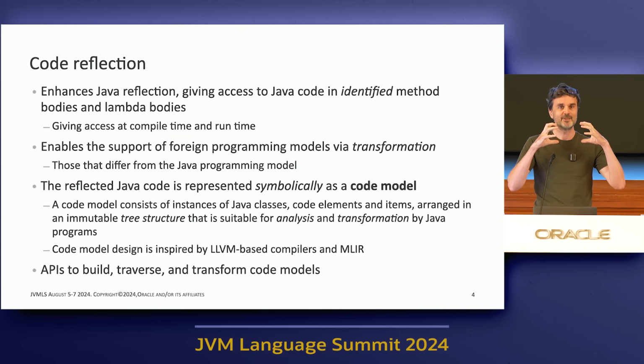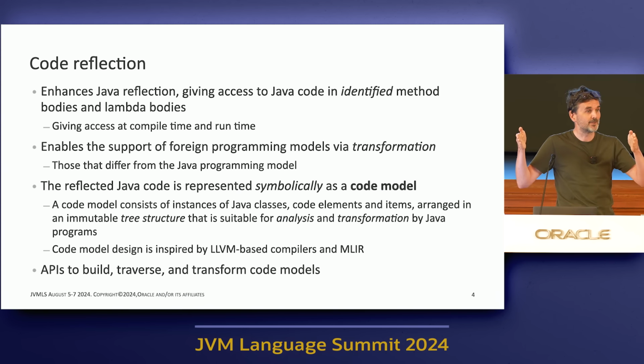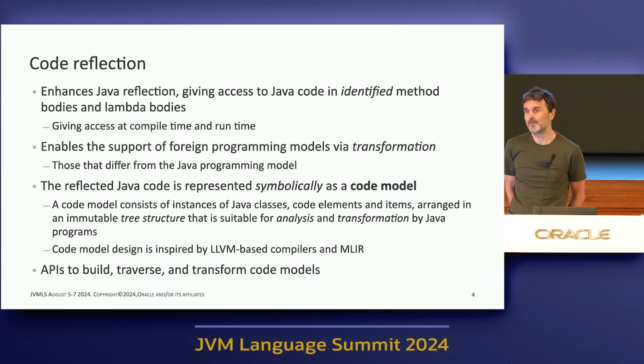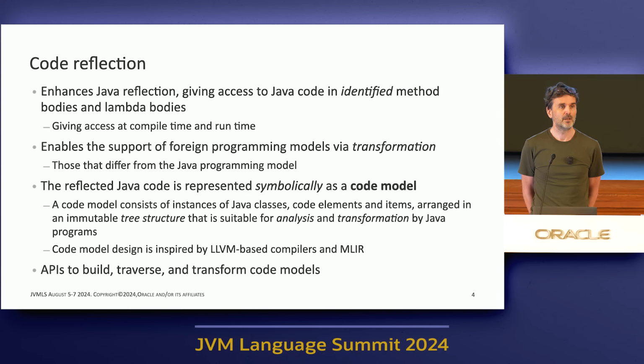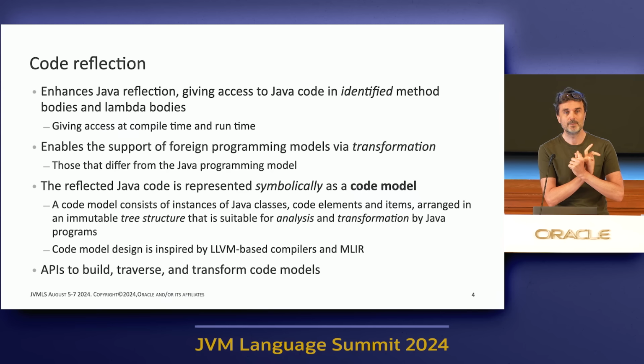And the challenge here is to get the design of this model just right to support a whole range of transformations and analysis. That's the real challenge. So we can't just focus on one vertical. We've got to focus on a broad set of use cases. And this code model design is heavily inspired by LLVM and more heavily inspired by the MLIR initiatives in LLVM. And with the code models, we need to build them, we need to traverse them, and we need to transform them. So there'll be APIs around all of those three things.